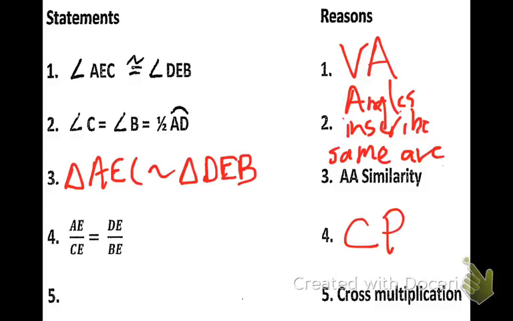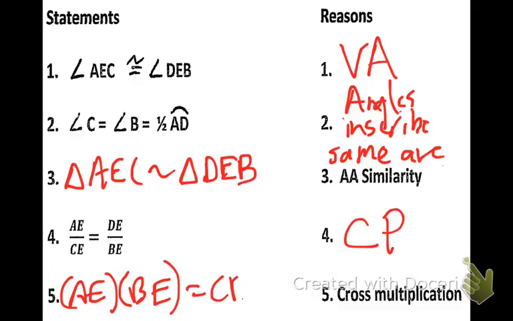And then what do I know by cross multiplication? Adhicha. AE times BE equals CE times DE. That's correct. And that's what we had to prove. All right. Questions on the proof? Okay.